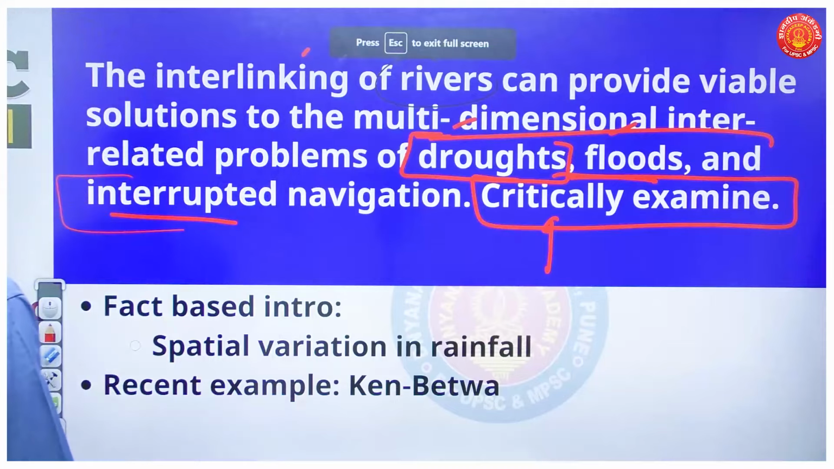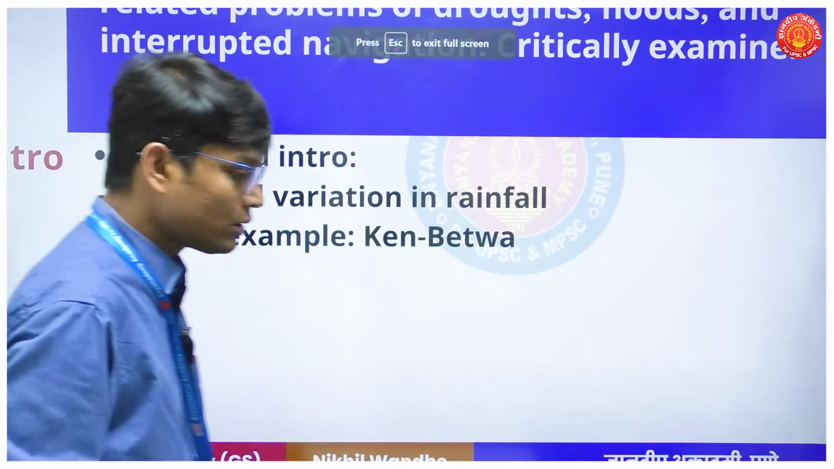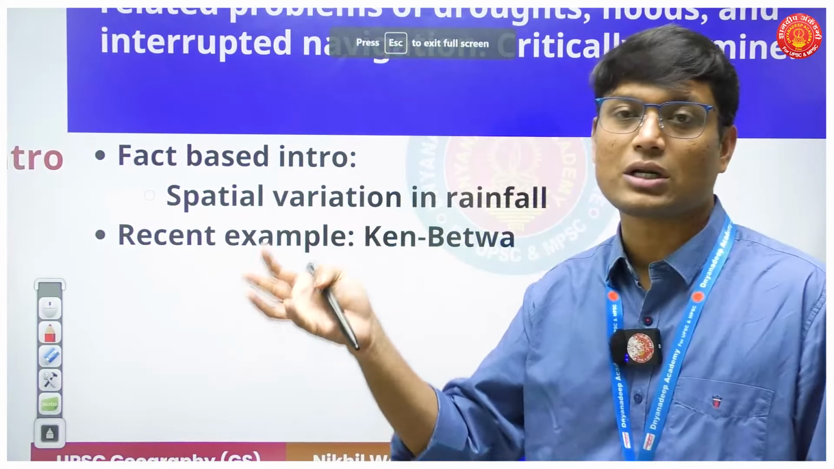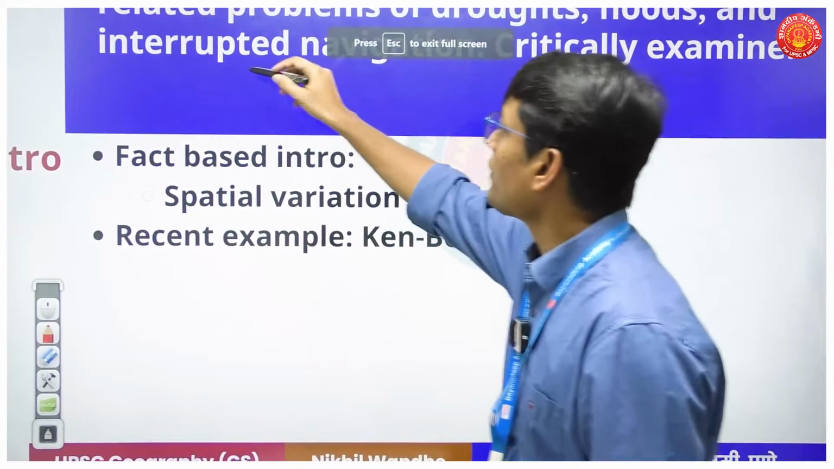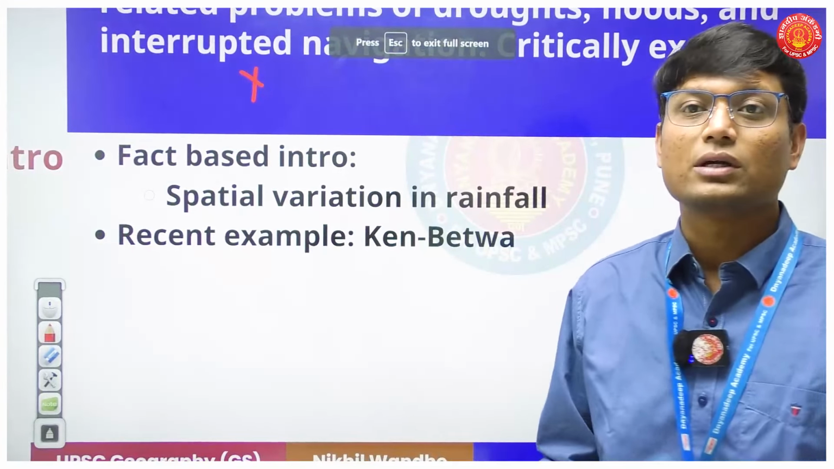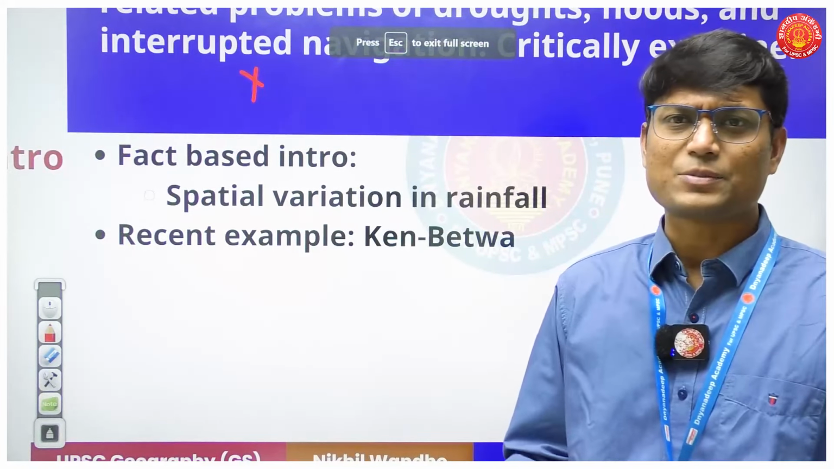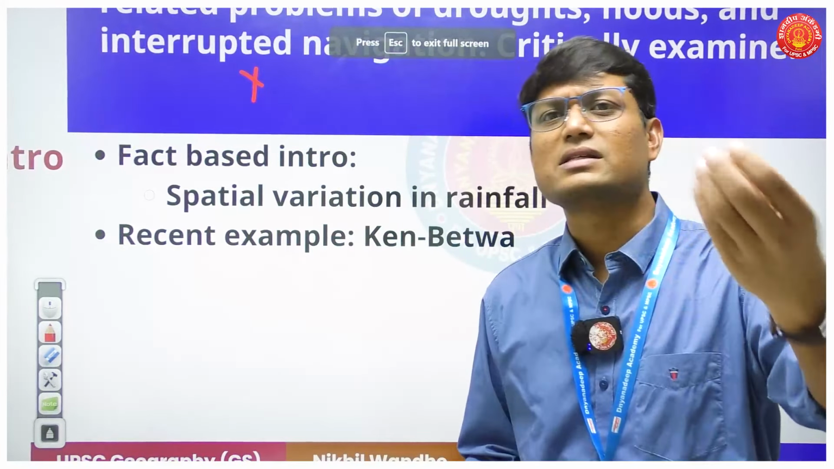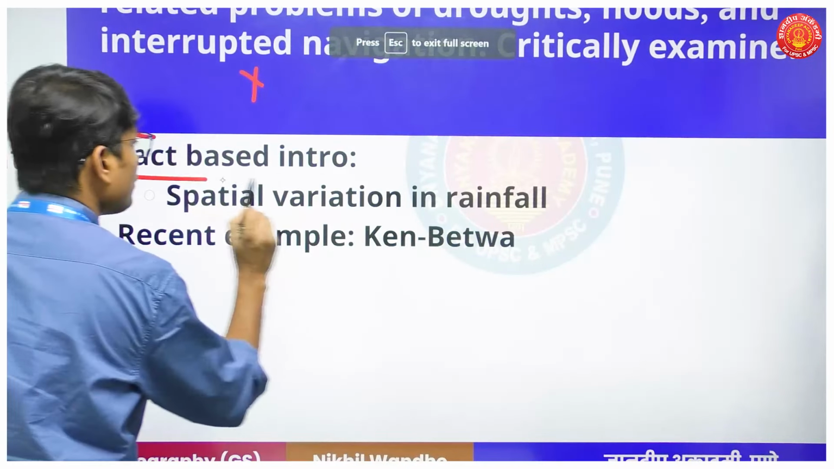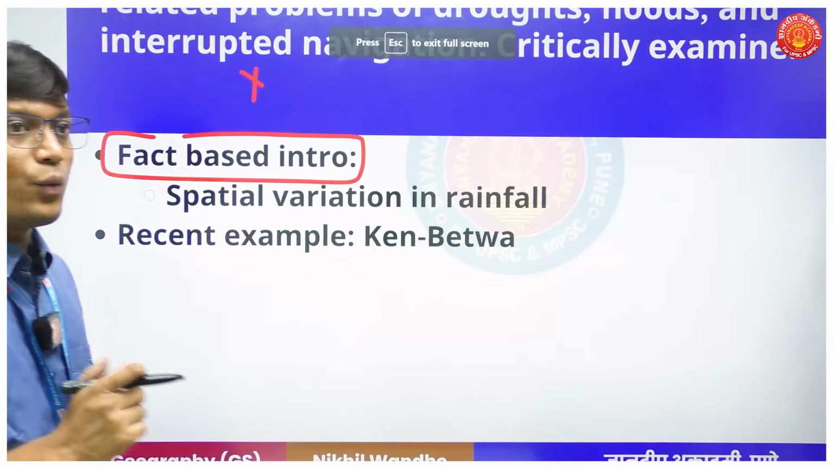Now moving on to the introduction, let us see how I can introduce. There are two ways we generally introduce. One is a fact-based introduction, the other is a definition-based introduction. In this particular case, there is absolutely no way I can introduce with a definition. Don't try to define river interlinking, because the term itself is self-explanatory. Clear? Now I am going to try a fact-based introduction which is going to take me back to the question.